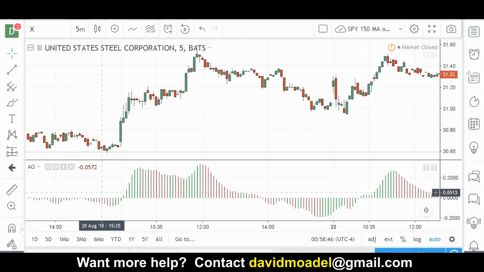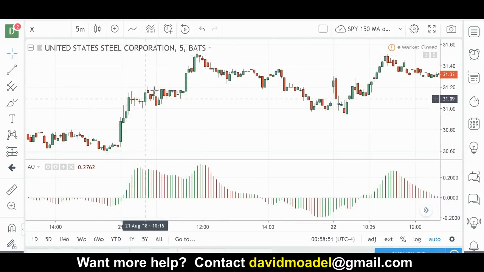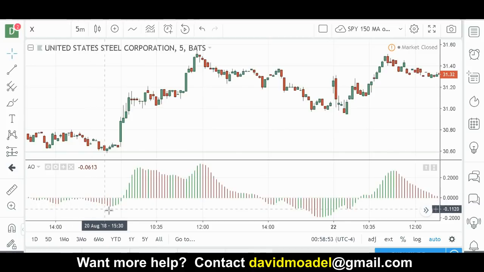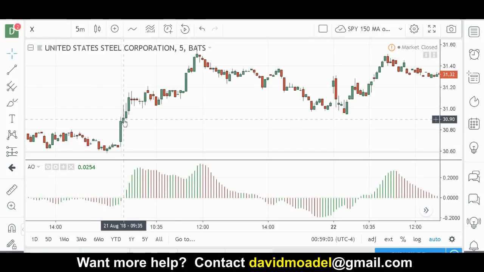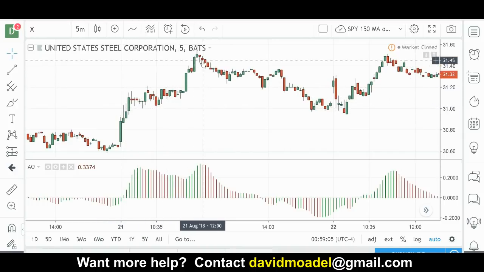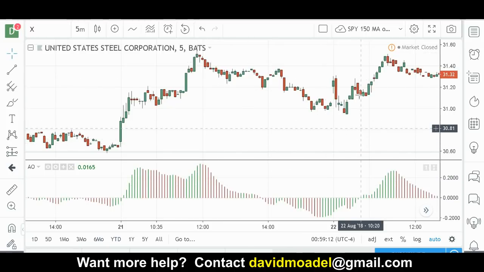Why not? So we can see it would have worked pretty well here. This is a US Steel 5-minute candlestick chart, and we can see that it crossed above the 0 line here on the awesome indicator, and so that could have been a buy signal right about here, and you would have done pretty well. Nice run up, right? That doesn't mean that it works every time, but it seemed to work pretty well here. It also crossed above right about here, and then you would have enjoyed a little run up in the price there. Not too bad.